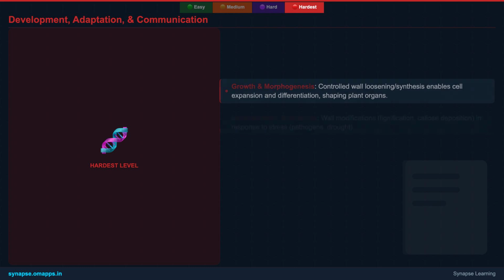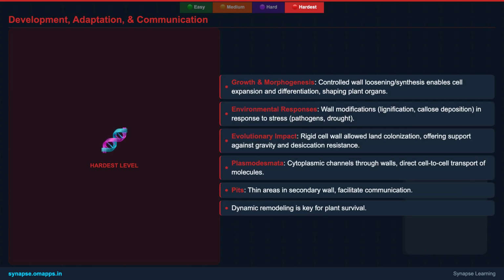The cell wall is central to plant development, adaptation, and communication. Its controlled loosening and synthesis, involving enzymes like expansins, enable cell expansion and differentiation, fundamentally shaping plant organs.